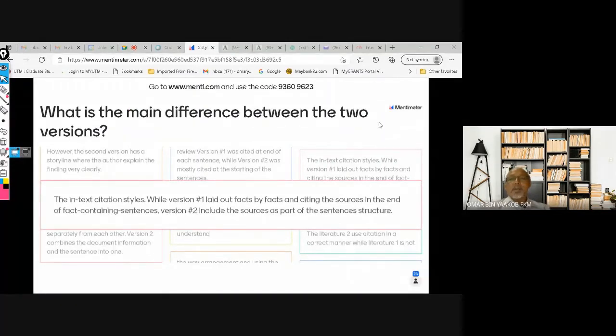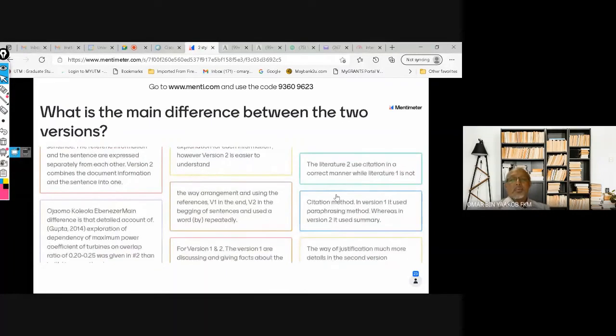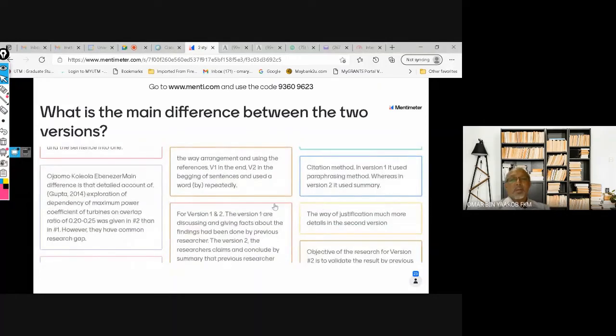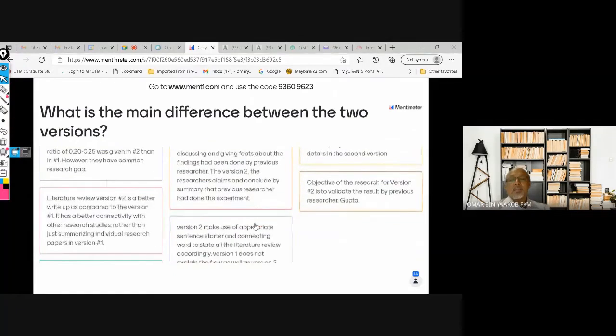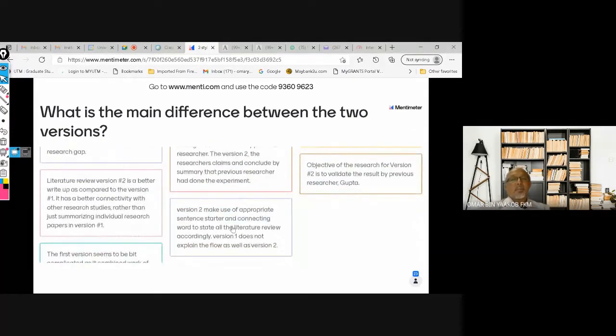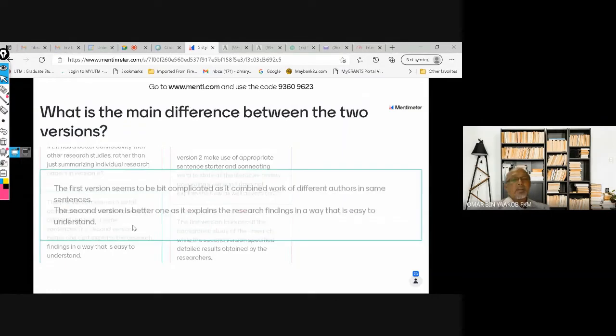So this is what you wrote. And I think most of you got it. Something which is similar in terms of what you commented here. The first version seems to be a bit complicated, as it combined the work of different authors in the same sentence. The second version is better, it explains the research finding in a way that is easy to understand.